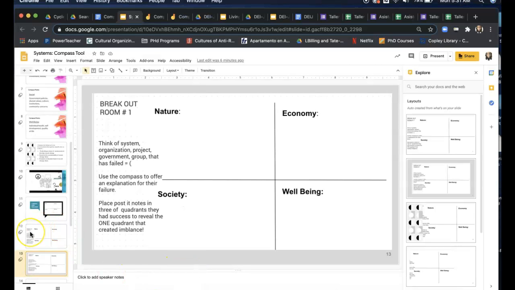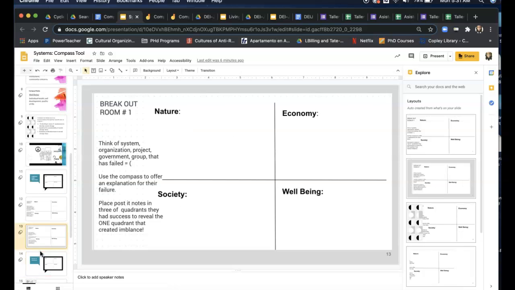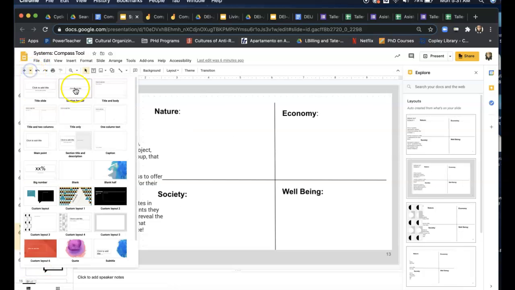And so then you'll give them, I would say, 10 to 15 minutes in breakout rooms to do that, and then come back and have them.